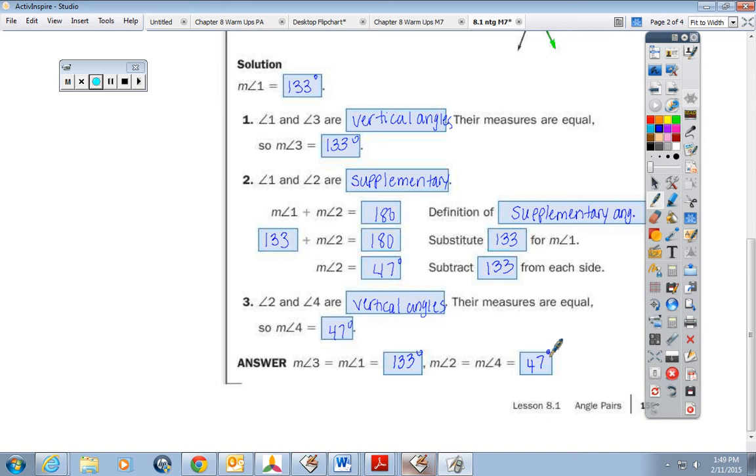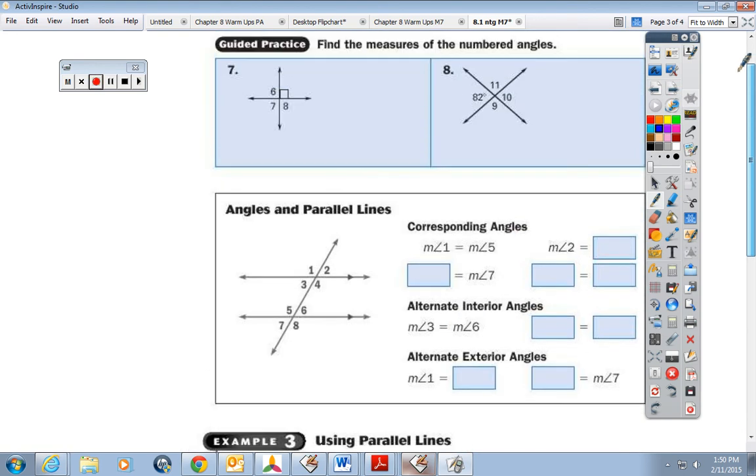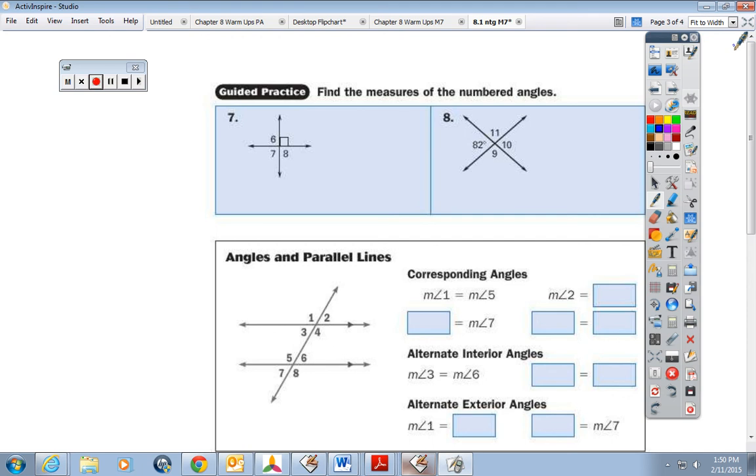Now if you turn the page, number 7 ends up being very easy. If this is a right angle, look, here's your first line right here. What kind of angle is this considered? A straight angle, which is how many degrees? 180. Okay? So that means that this angle plus this angle has to be 180.